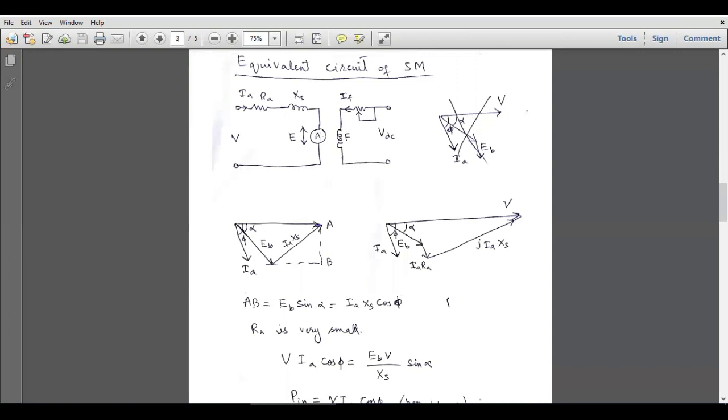So this is the equivalent circuit of the synchronous motor. This is the stator side. This is the rotor side. The stator side is also called the armature side. Here we have armature current, armature resistance, and the stator reactance.